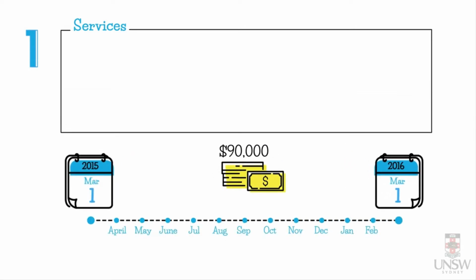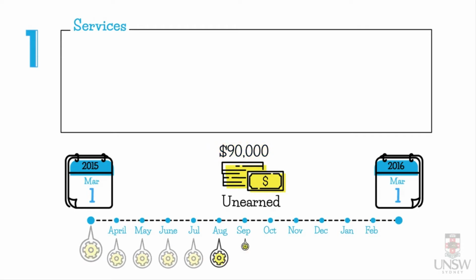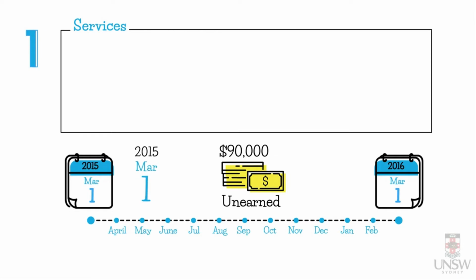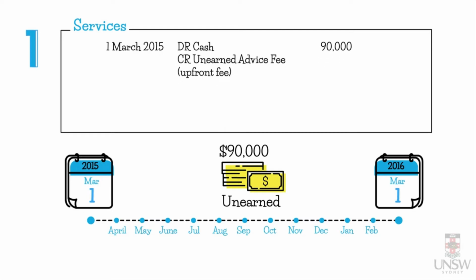So initially, when we receive the $90,000, this is unearned because the substantive amount of work has to take place over the coming 12-month period. So at the 1st of March 2015, the journal entry we're going to record will be debit cash $90,000 and credit unearned advice fee $90,000.